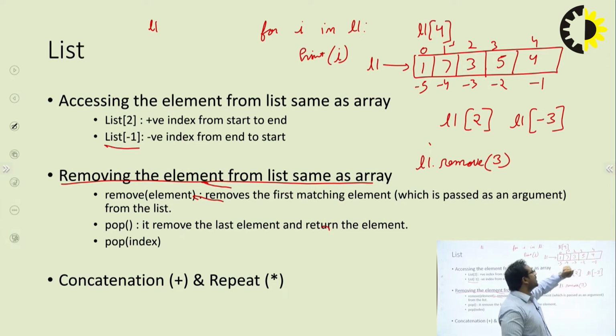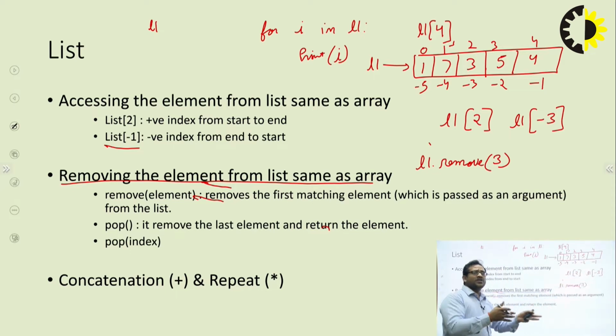So it doesn't mean that if you print L1[2] it is printing blank or a garbage value. No, all the elements are automatically adjusted. There is no free space in between them, right? So remove removes the first matching element. First matching element, what does it mean?